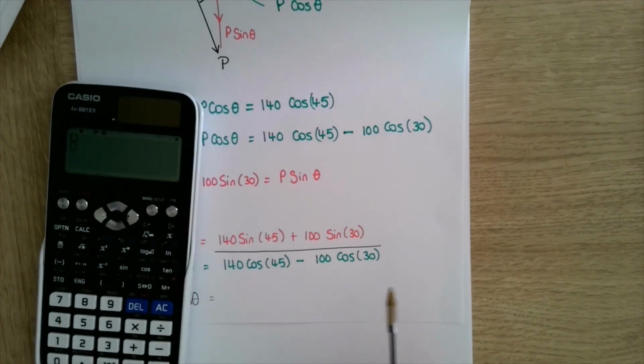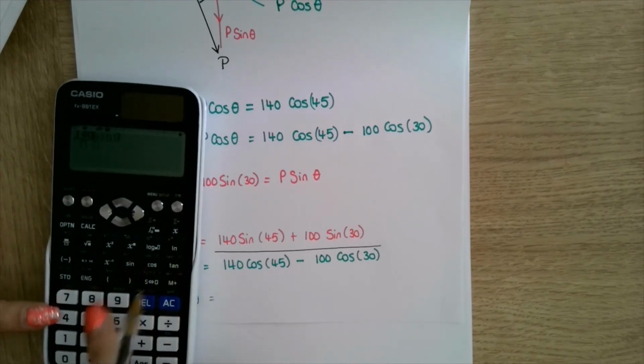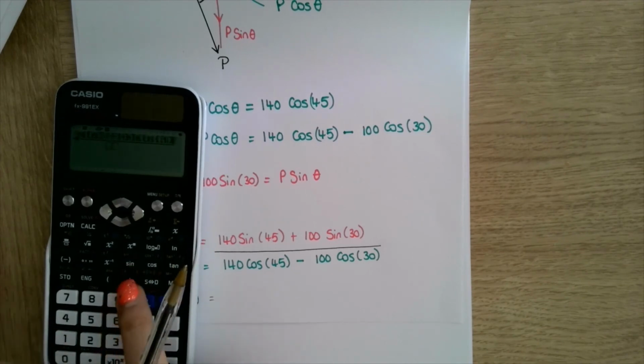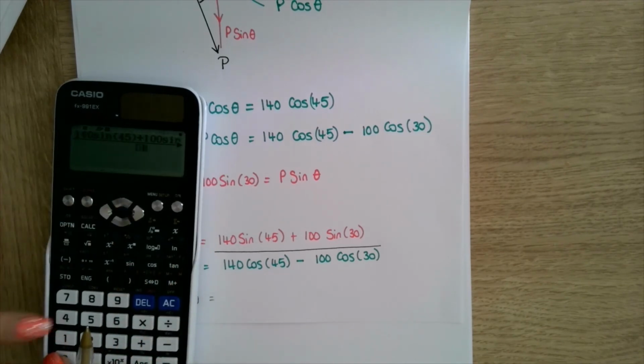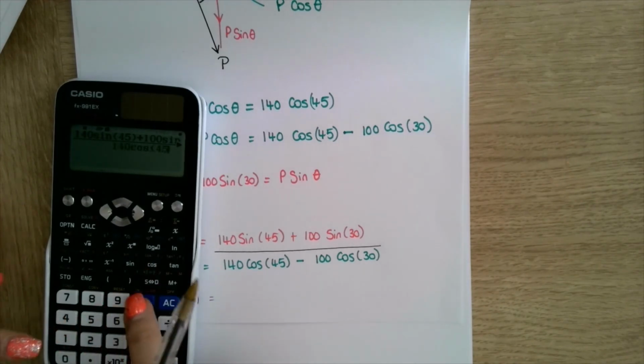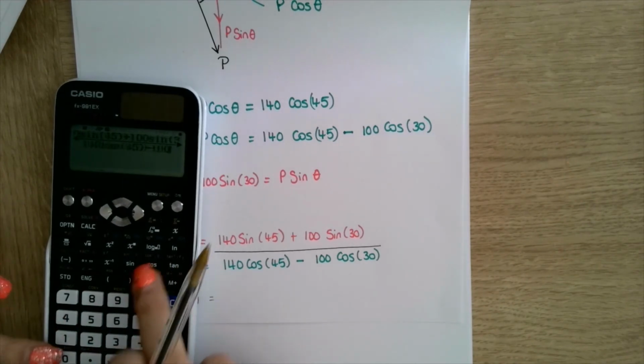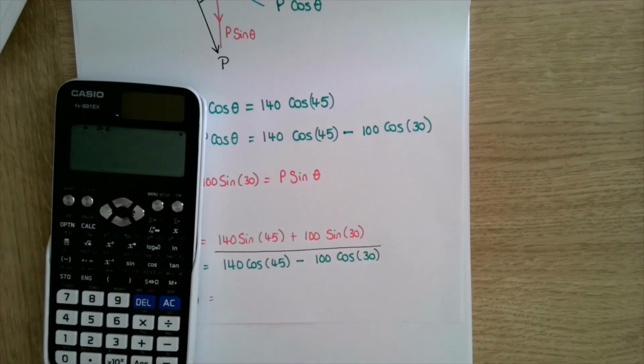There's two ways you can do this. You can type it all in and just make sure you type it in correctly, or you can work out what the values are for each of these, 140 sine 45 plus 100 sine 30, which is 53, 140 cos 45, etc. I'm just going to type it straight into the calculator. So 140 sine 45, close the bracket, plus 100 sine 30, close the bracket, over 140 cos 45, close bracket, minus 100 cos 30 and close the bracket.